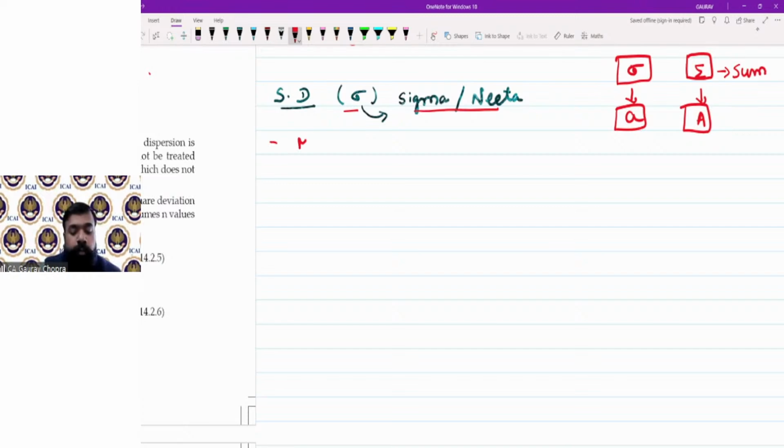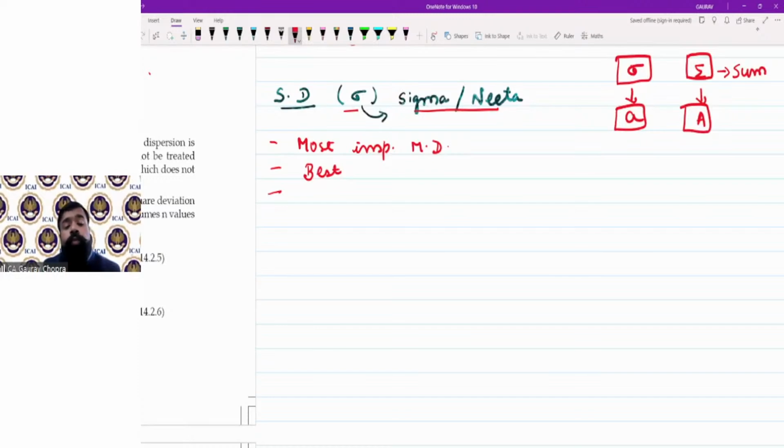This is the most important measure of dispersion, having many useful properties. It is the best measure of dispersion out of all four measures of dispersion. Standard deviation is the best. So whenever we have to decide which measure should be used, by default standard deviation is used in the majority of places.